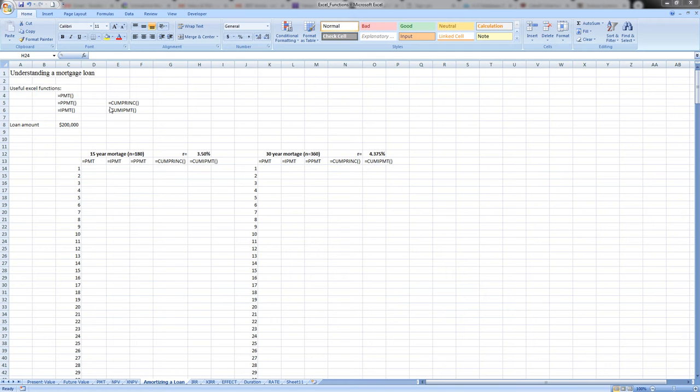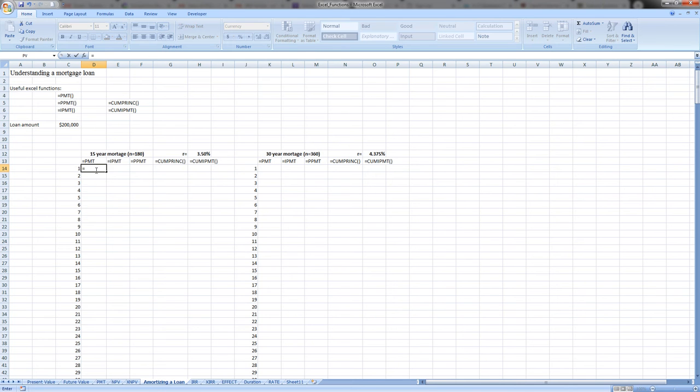We're also then going to look at the functions cumulative principal and cumulative interest payment. The cumulative principal shows us how much we've paid towards principal, and the cumulative interest is how much has gone towards interest. We're going to have 2 scenarios, a 15-year and a 30-year mortgage. When it comes to a 30-year mortgage, I'm going to copy and paste over some values just so we can move a little faster.